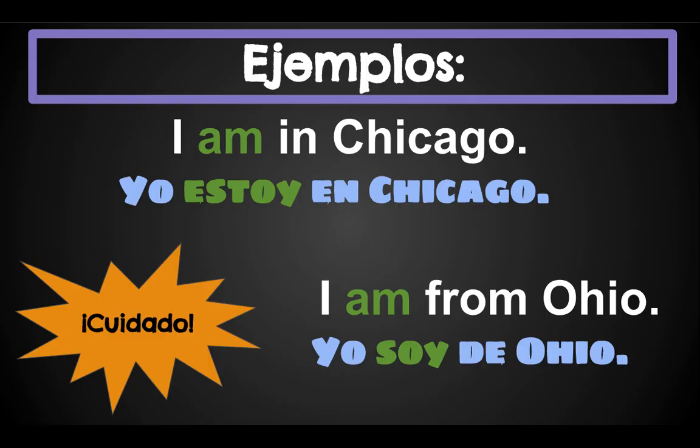We've practiced this one a lot. The difference here is that in the first example, I'm saying where I'm located. In the second example, I'm saying where I am from, my origin. And no matter where I travel, I will always permanently be from Ohio.